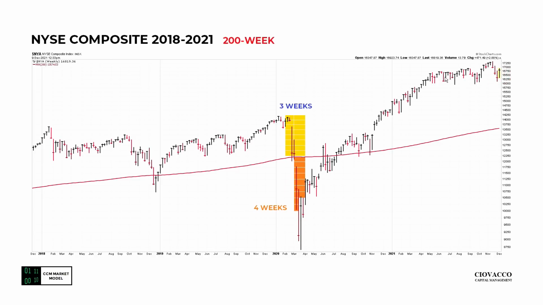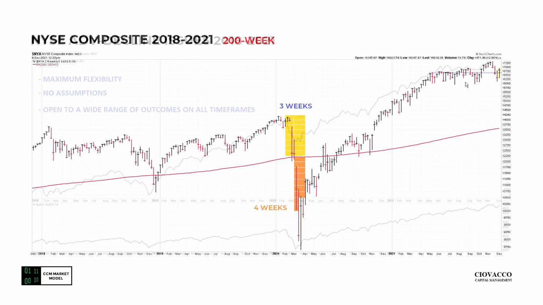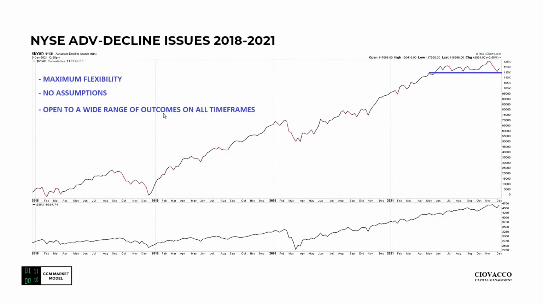You can see here, this is consolidation. This is indecisiveness in here. This is high conviction here. We are not in a high conviction market, which helps us keep an open mind about a wide range of outcomes on all time frames.